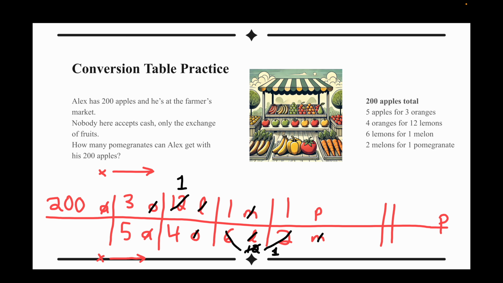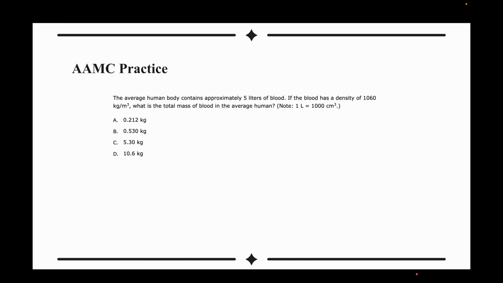Now the only numbers we have left on the bottom are 5 and 4, which we can combine to make 20. This 20 can cancel out with the 200, so that we're left with 10. Now the only math we have left to do in this problem is very easy, despite there being a lot of conversions here. All we have left to do is 10 times 3 to get our final answer of 30 pomegranates. Now, let's use a conversion table with a real AAMC question.